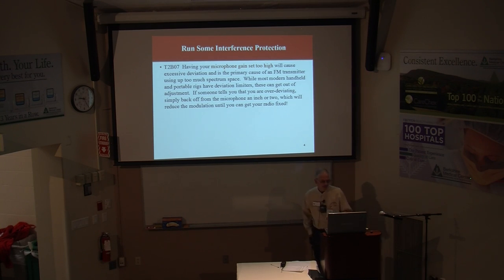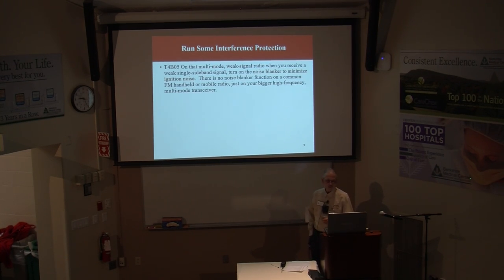Having your mic set too high, I didn't do this one. Having your microphone gain set too high will cause excessive deviation and is the primary cause of FM transmitters using up too much of the spectrum space. While most modern handhelds and portable rigs have deviation limiters, these can get out of adjustment from time to time, from cleaning and whatever. If someone tells you that you're over-deviating, simply back off from the microphone an inch or two, which will reduce the modulation until you can get your radio fixed or adjust it the way you need to.